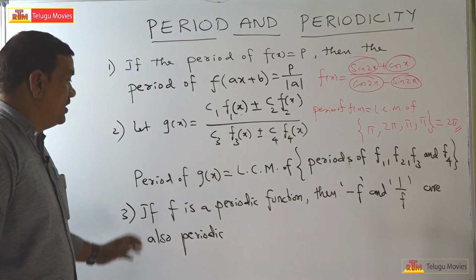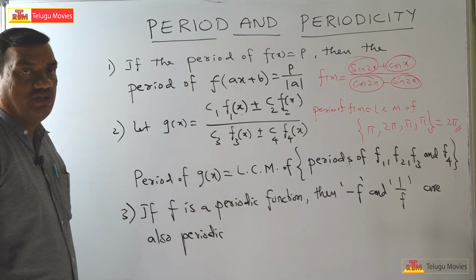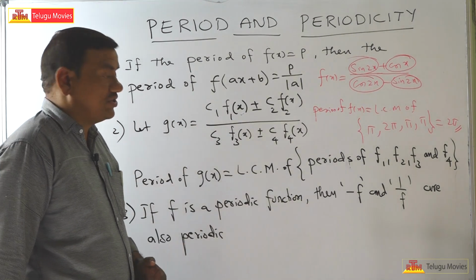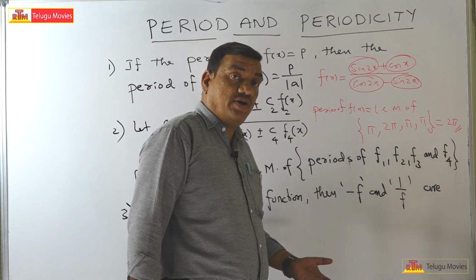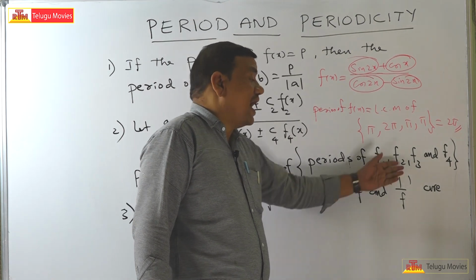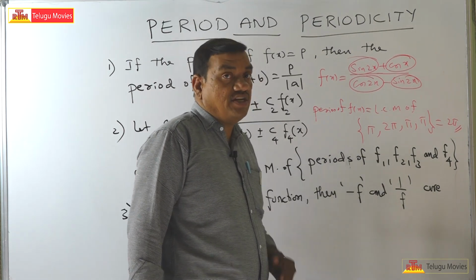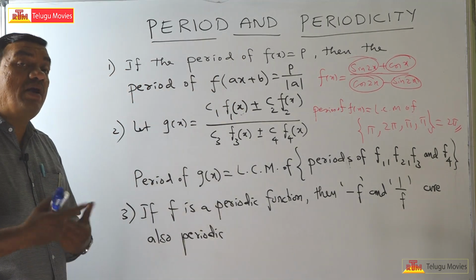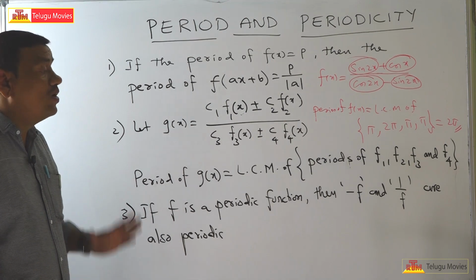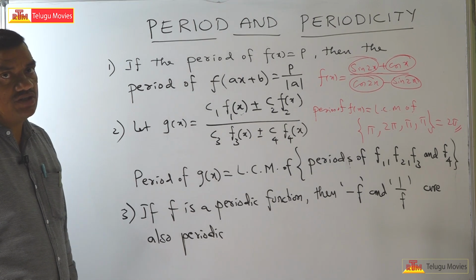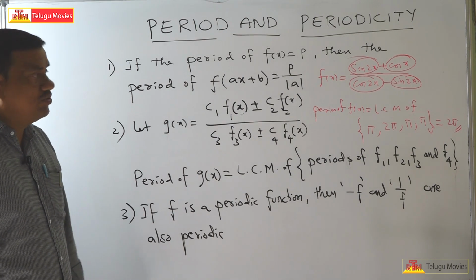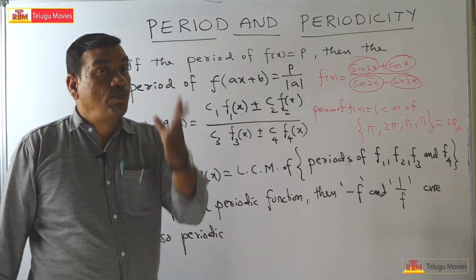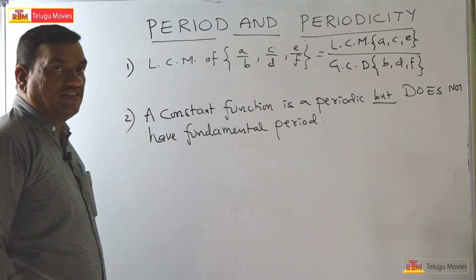Now, coming to the third one, a very easy one. If f is a periodic function, then the negative of f, that is minus f, and the inverse 1 by f are also periodic functions. The period may differ, but both are periodic functions. I hope that you understand these three concepts. Let us see some more concepts.